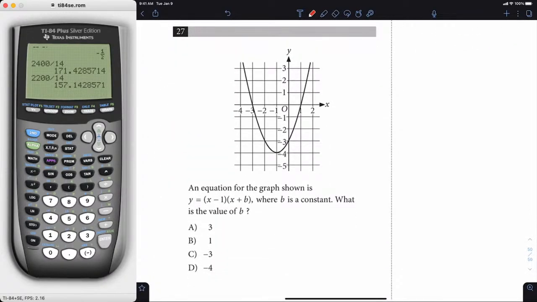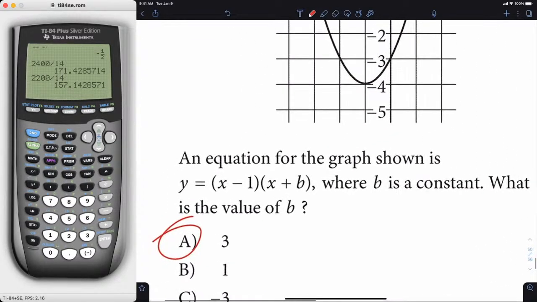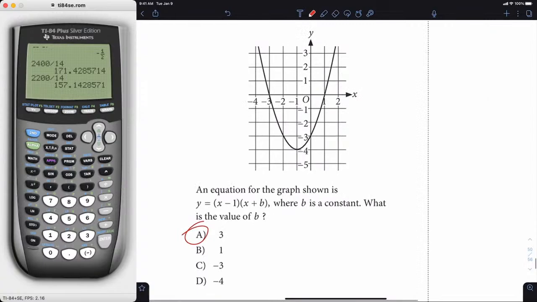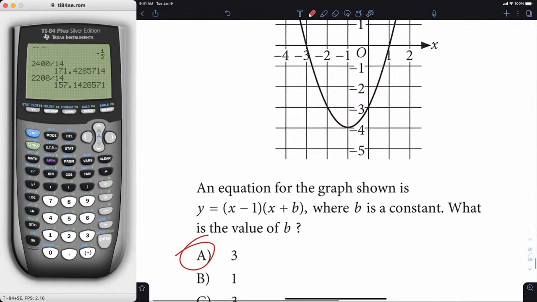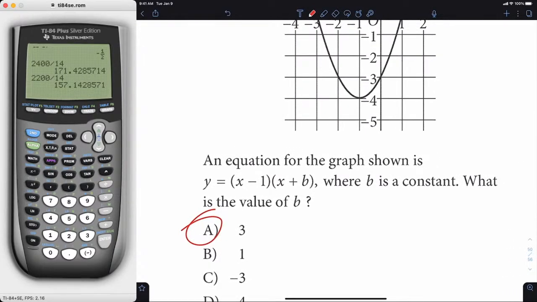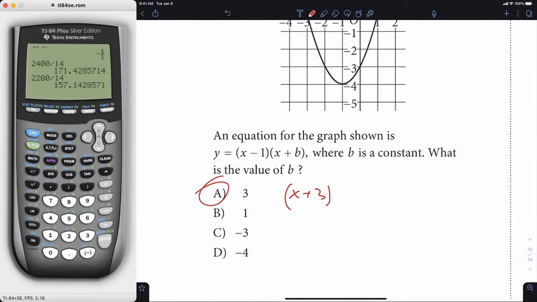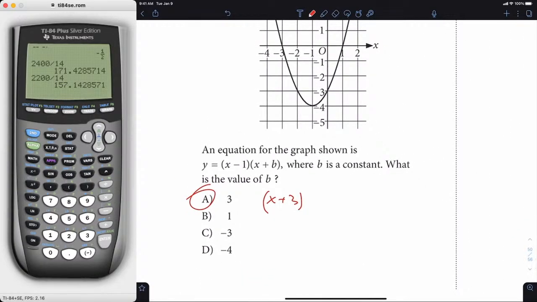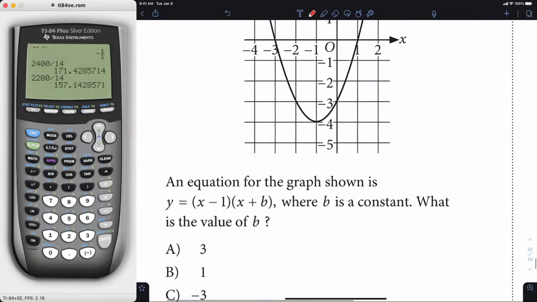An equation for the graph shown is that, where B is a constant. What is the value of B? 3. Pretty simple problem, actually. It's just knowing polynomials and factors and how they work. But basically, -3 is a 0 of the function. So if x plus 3 is a factor, then when we plug in, oh wait, hold up. They did something interesting here. Maybe it's not 3. Let me really take it in.